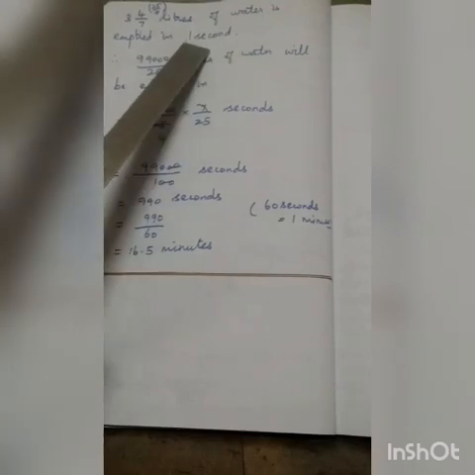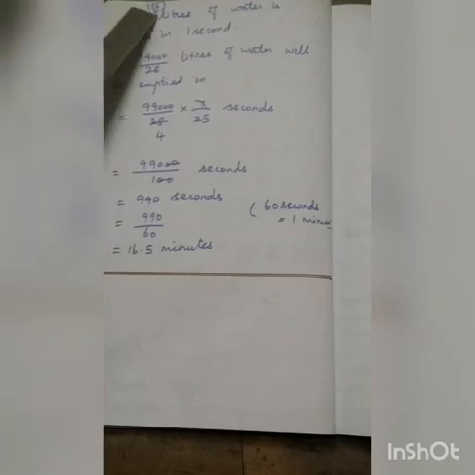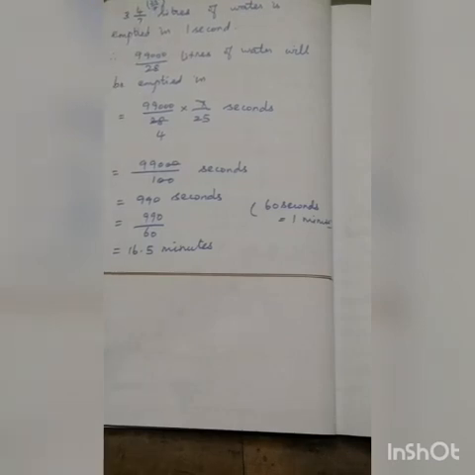Liters of water is emptied in 1 second. In 1 second, in the pipe, 3 4/7 liters of water comes out. This is a mixed fraction, so make it improper: 7 times 3 is 21, plus 4, 25/7 liters of water per second is emptied. Okay? Then for 1 liter, how much time? We will apply the unitary method. For 25/7 liters of water it takes 1 second.